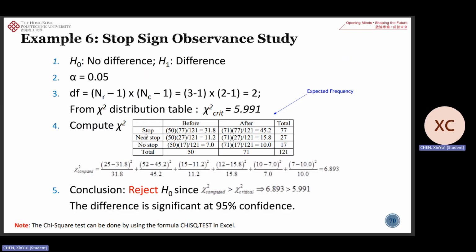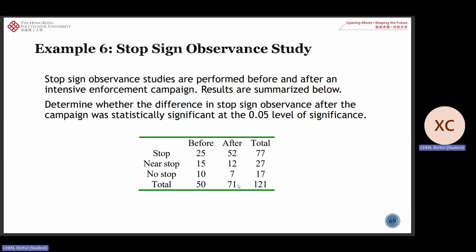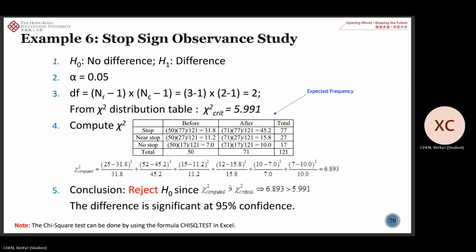And then based on the computation here, we get the chi-square value 6.8. The conclusion is that this value is obviously larger than the critical value, so we can reject H0. It means that before and after the campaign, the distributions are statistically different. Okay.